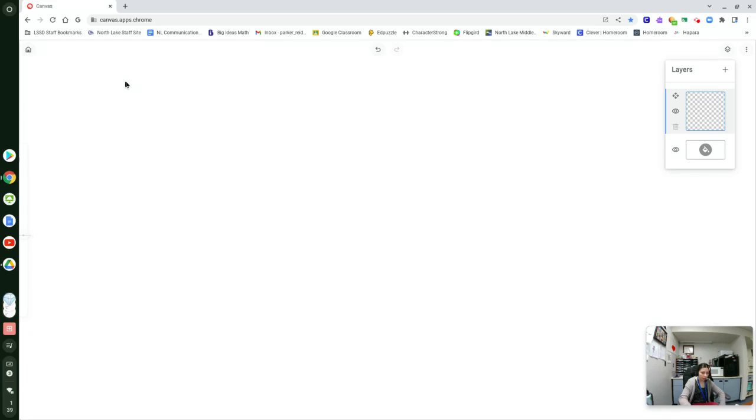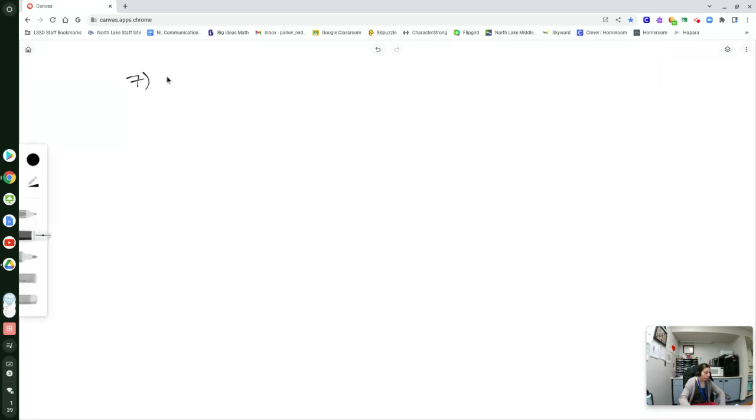And question 7. This one does not have a picture, but it says that the area of a parallelogram-shaped carpet, so the area of a parallelogram, is 156 square feet. The carpet has a base of 12 feet. What is the height of the carpet? That's what we're trying to find.